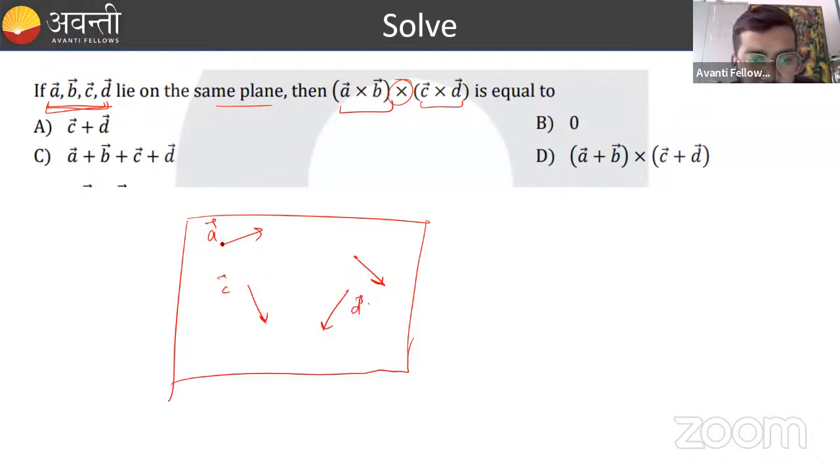So what it is saying is, first we will calculate A bar cross B bar, right? What will the value A bar cross B bar give us? It will give us a vector which is perpendicular to the plane, right? So I'm drawing a vector perpendicular to the plane represented by the dotted line. This is a vector perpendicular to the plane. This is A bar cross B bar.